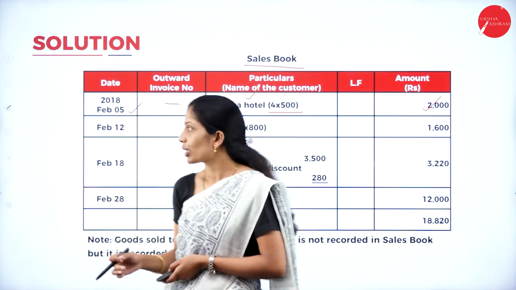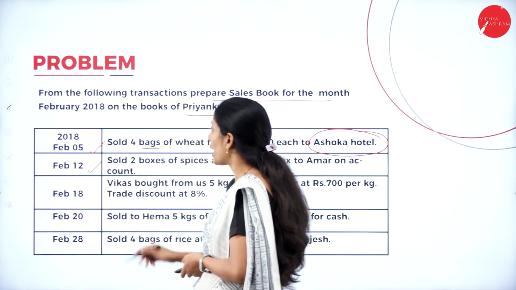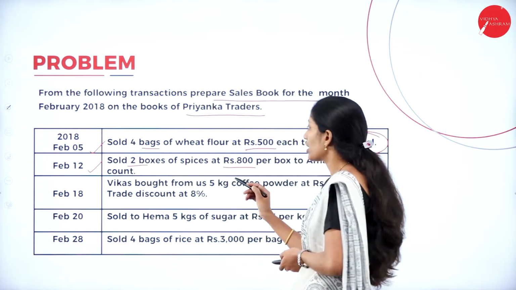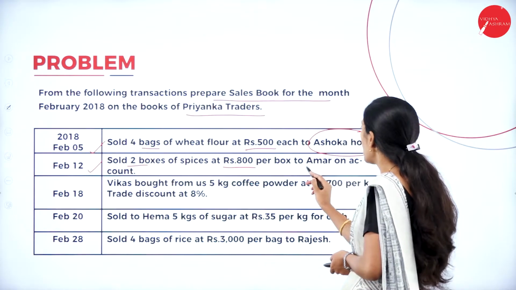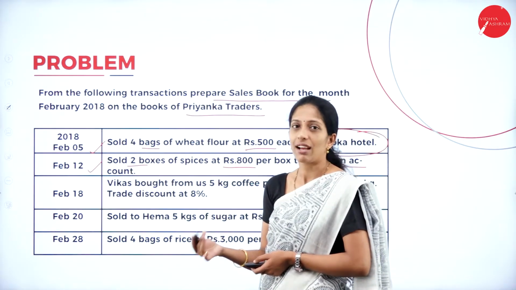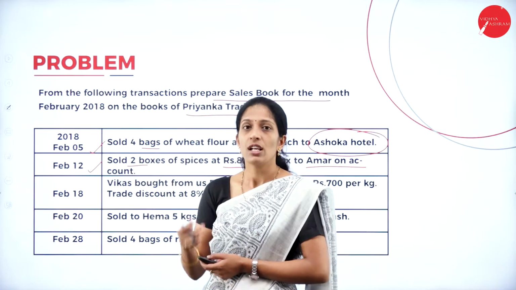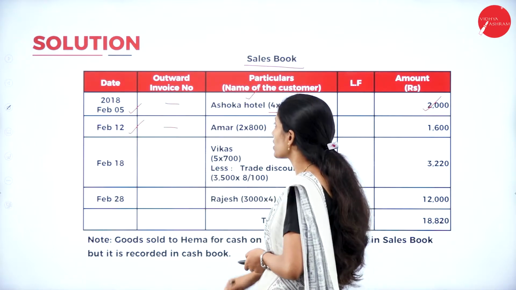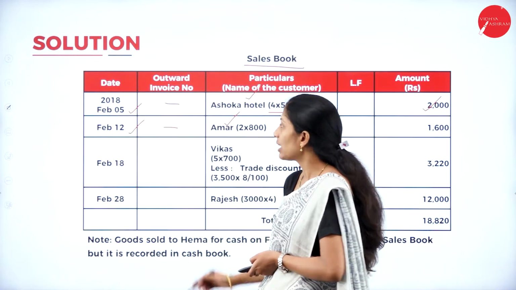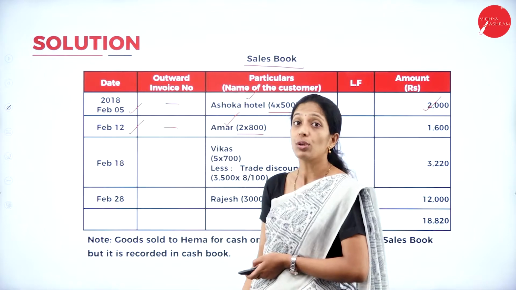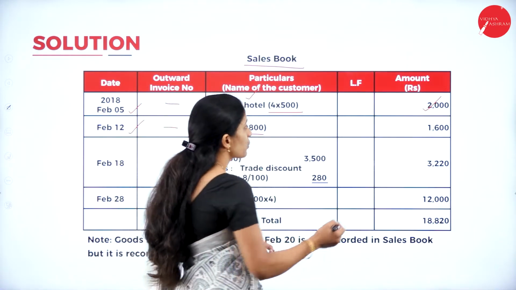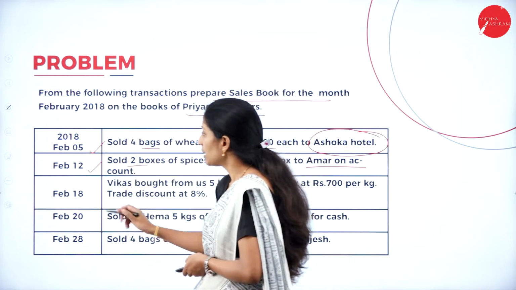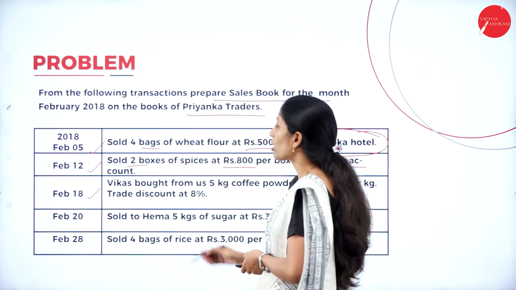In the same way, moving on to the next transaction, Feb 12th, sold 2 boxes of spices, 800 per box, to Amar on account. So, they have given Amar on account. So, Feb 12th, there is no outward invoice number. Name of the customer is Amar. So, how do you calculate? 2 into 800. So, how much? That is 1,600.